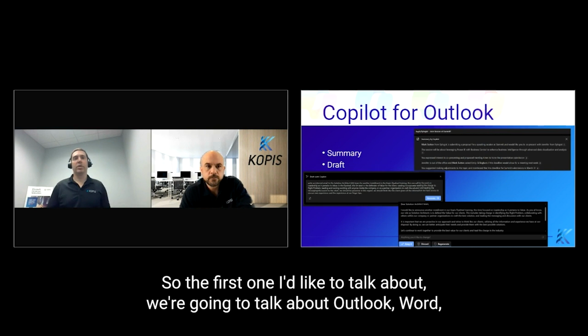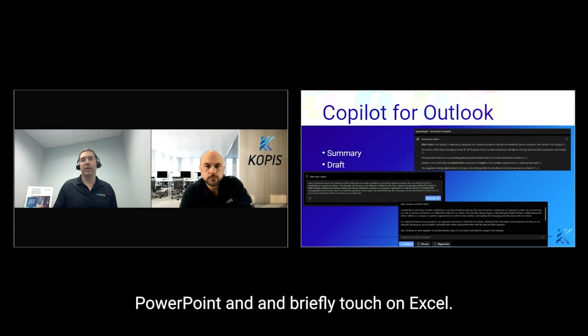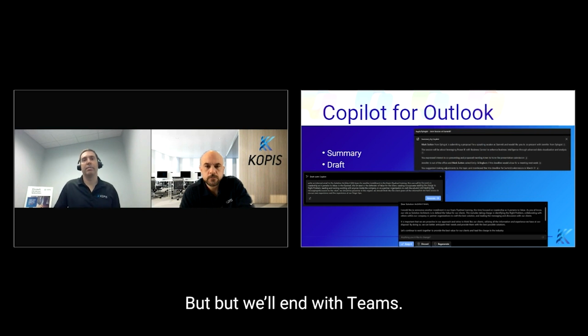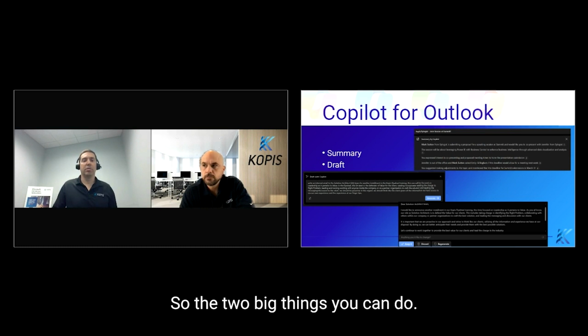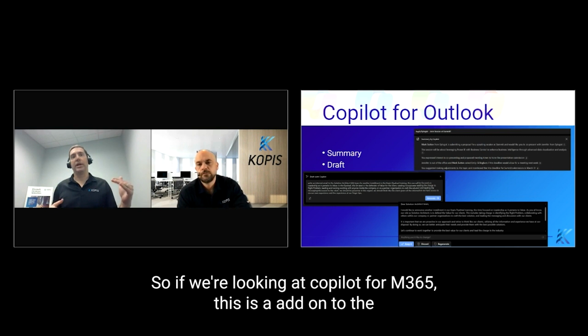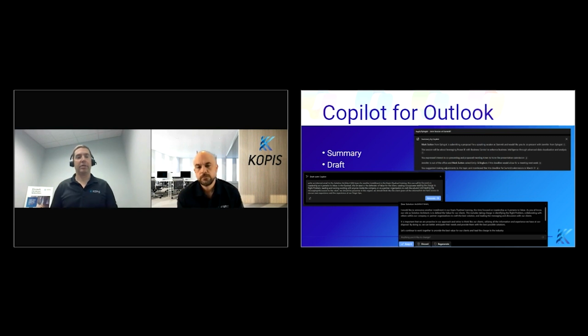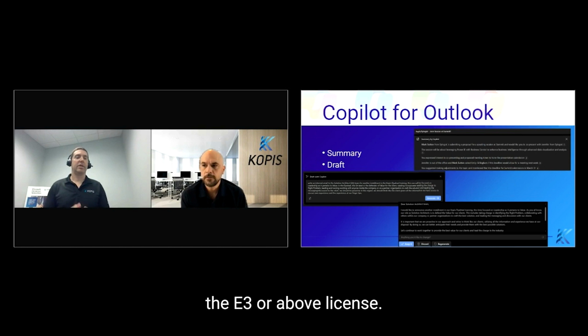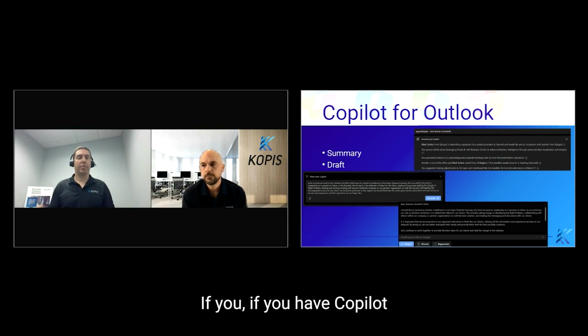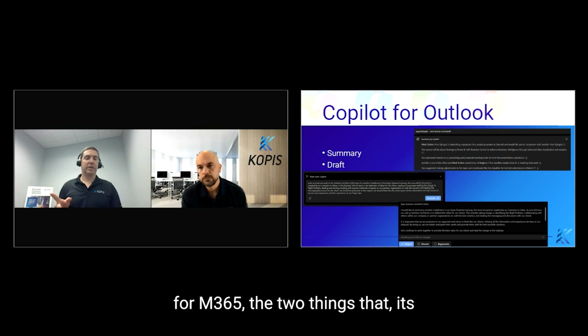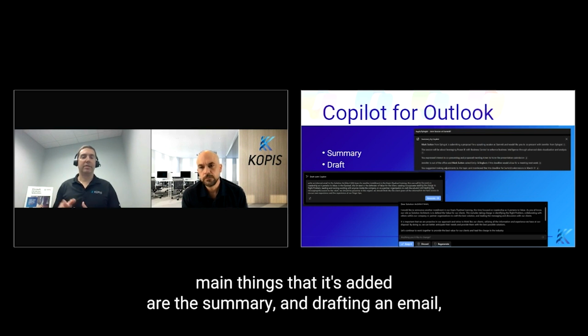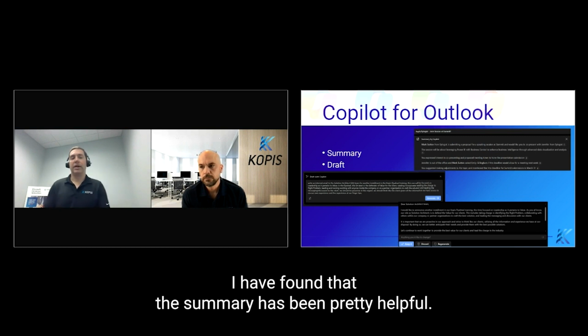All right, so the first one I'd like to talk about, we're going to talk about Outlook, Word, PowerPoint, and we'll briefly touch on Excel, but we'll end with Teams. So the two big things you can do, if we're looking at Copilot for M365, this is an add-on to the E3 or above license. If you have Copilot for M365, the two main things that it's added are the summary and drafting an email. I have found that the summary has been pretty helpful.